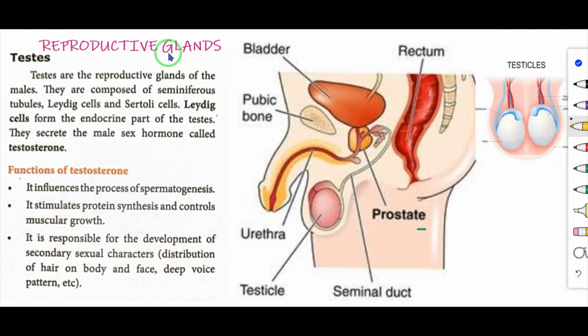First, let's see the testes. Testes are the reproductive glands or gonads of males. They are composed of seminiferous tubules, Leydig cells and Sertoli cells. Leydig cells form the endocrine part of the testes.